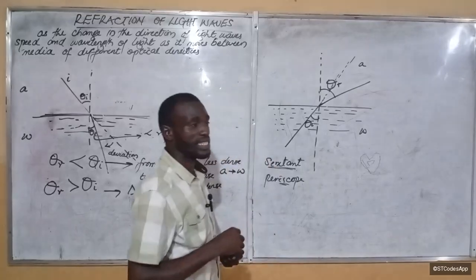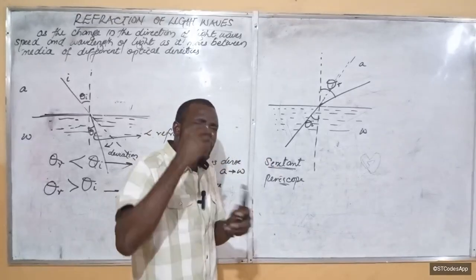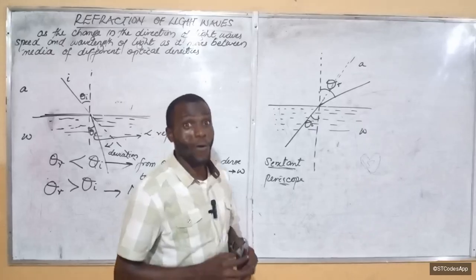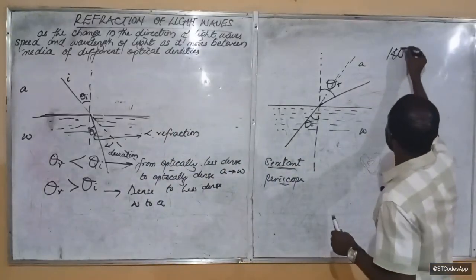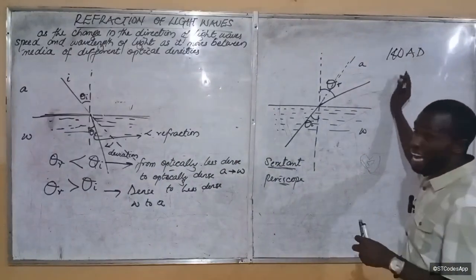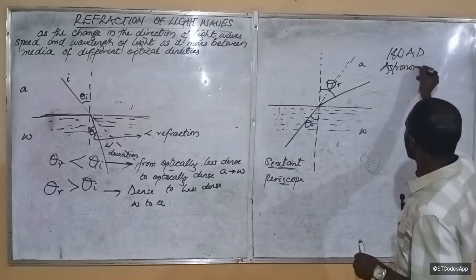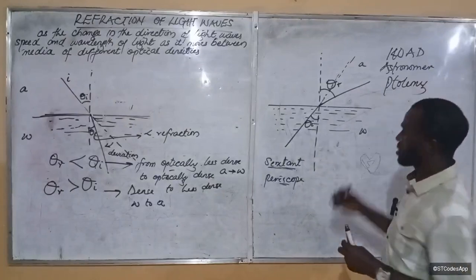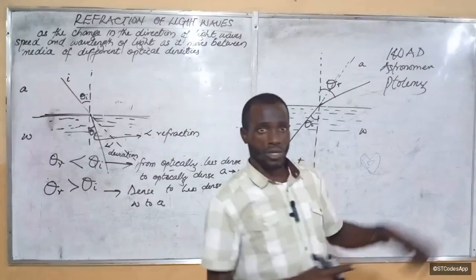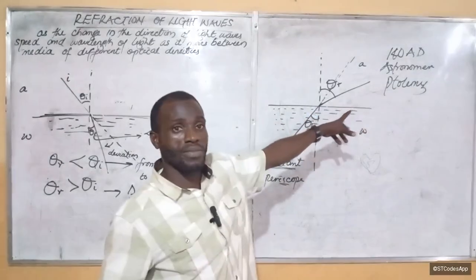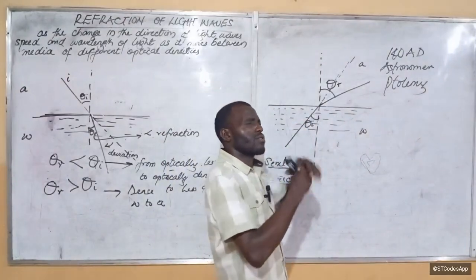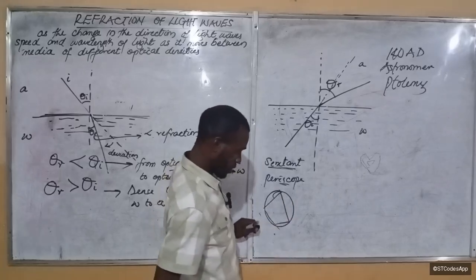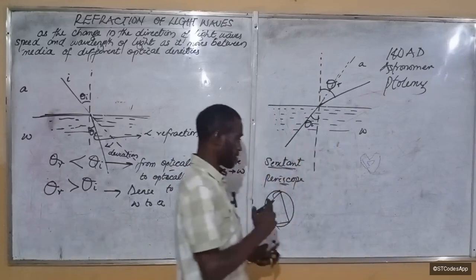Now my point is this: about 140 AD, a certain man, an astronomer, was called Ptolemy. Some of you that do mathematics must have heard the name Ptolemy before. Ptolemy's theorem is for calculating cyclic quadrilaterals. Just search for it and you will see. It's very simple math.